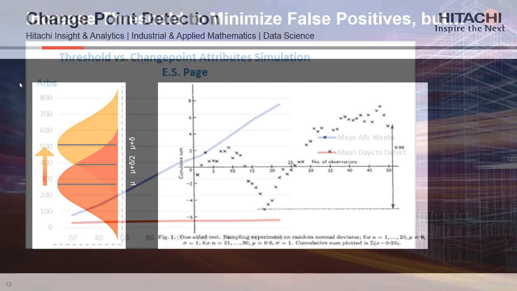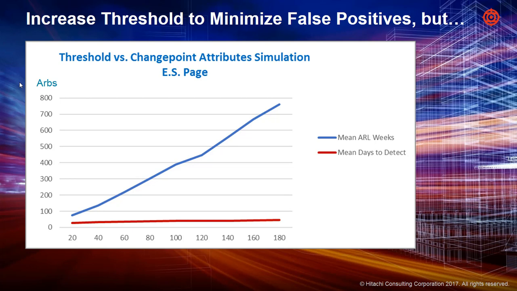So that's the trick. Now it's not all roses, because this is a simulation I built in Excel VBA. Let me walk you through this. So the idea is you have arbitrary units on the left. The blue line's in weeks, and the average run length is your average time to a false positive. The red line is the mean days to detect. So the gremlin has shown up.